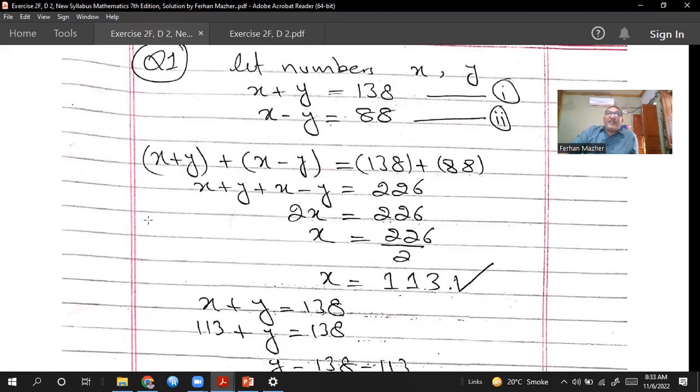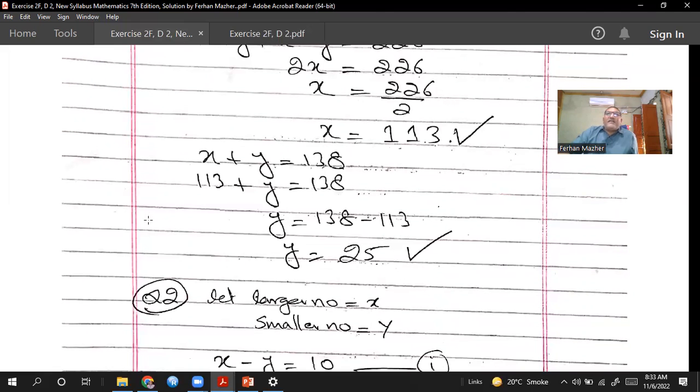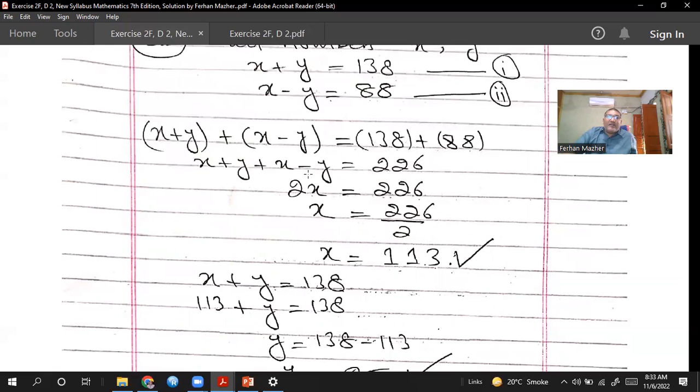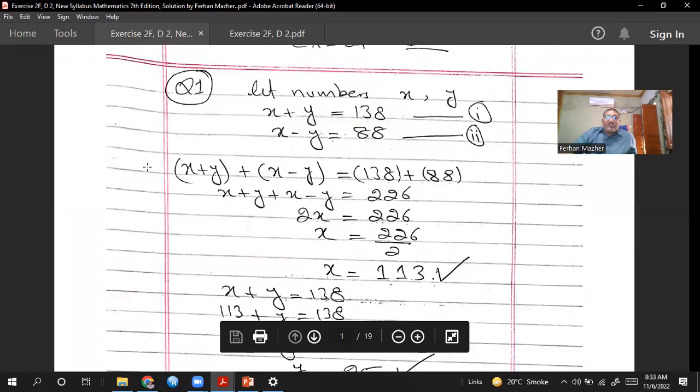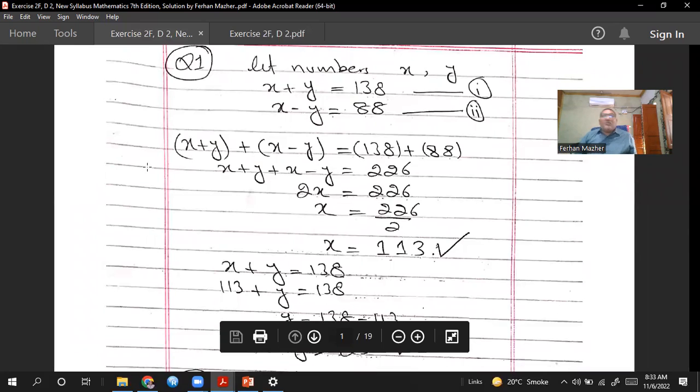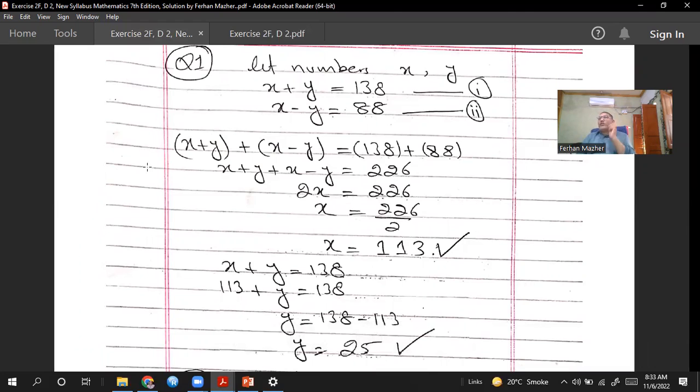Now I will put this value X equals 113 in any of the equations. Suppose I take the first equation, X plus Y equals 138. In place of X, I will substitute 113, so you will have 113 plus Y equals 138. So Y equals 138 minus 113, which is 25. So one number is 113 and the other number is 25. Let me show you the whole question. My dear students, question number 1 is showing up on your screen. You can pause this video and take your time with this question.